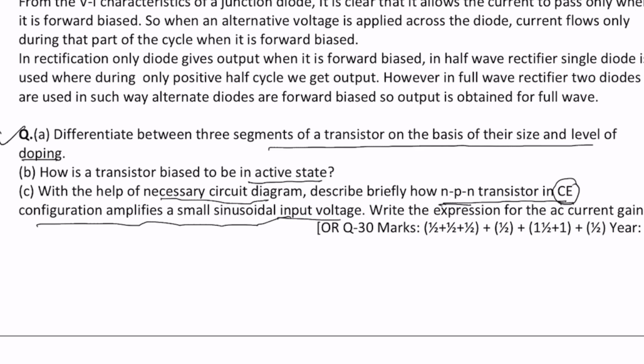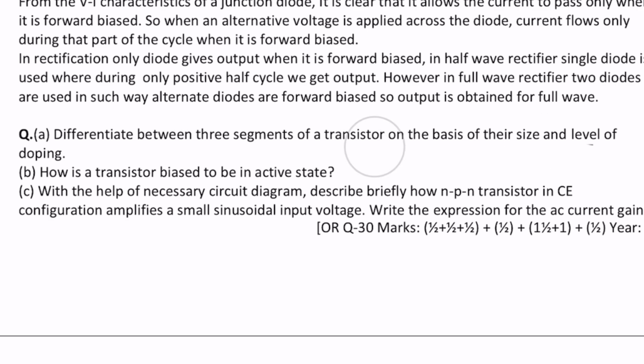Now write the expression for the AC current gain. This carries 1.5 marks, half mark for each part. This question was asked in 2014. Okay, a very good and conceptual question. So let's explain each one by one.